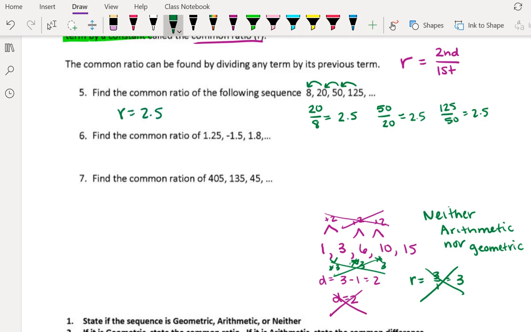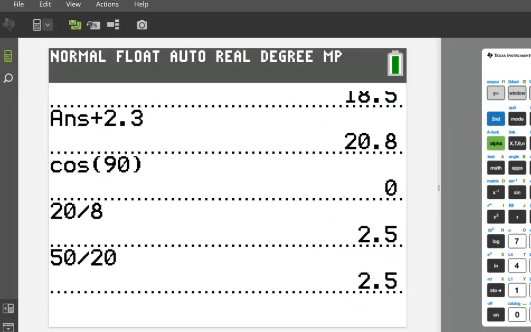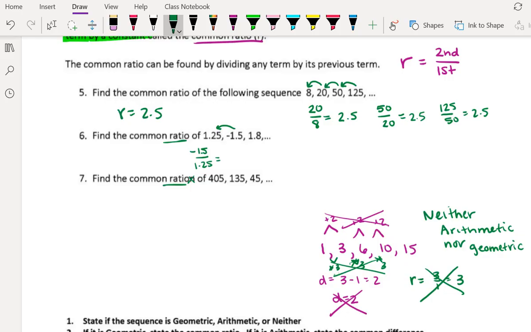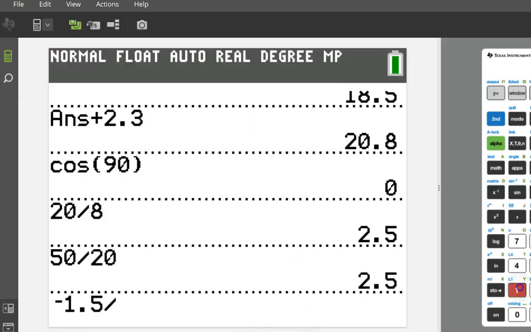Find the common ratio. So now we're saying find the common ratio, not ration. I just wanted to check. So again, I'm going to take the second term divided by the first term. Negative 1.5 divided by 1.25. Sorry, I forgot what it was. 1.25.